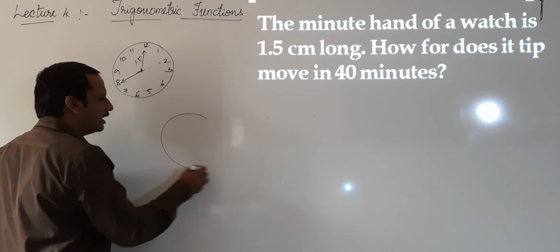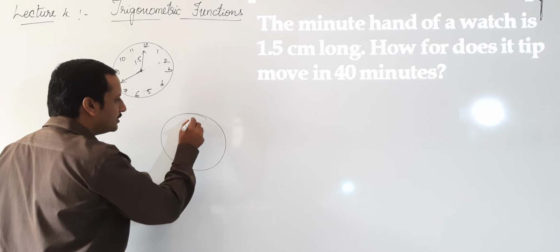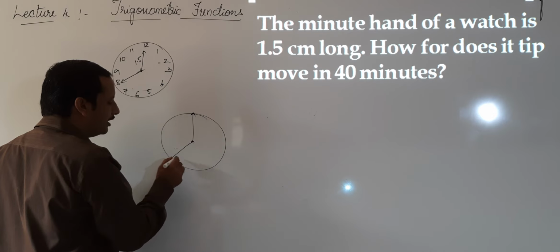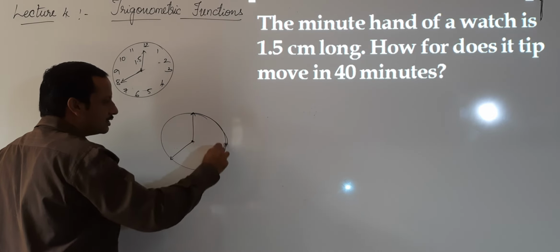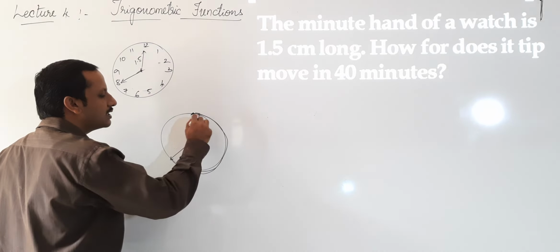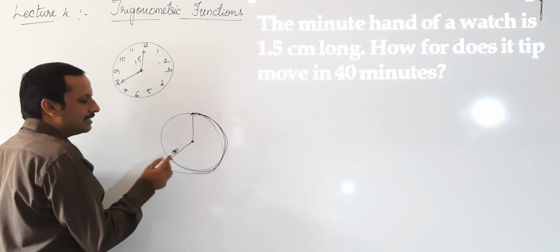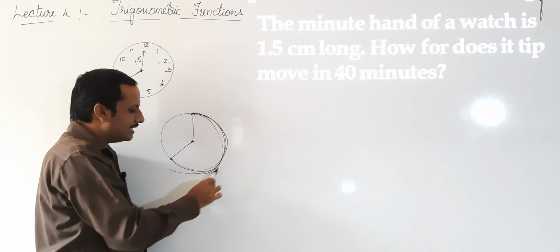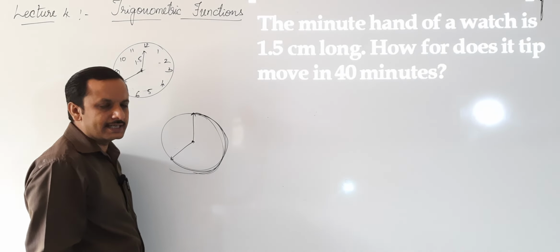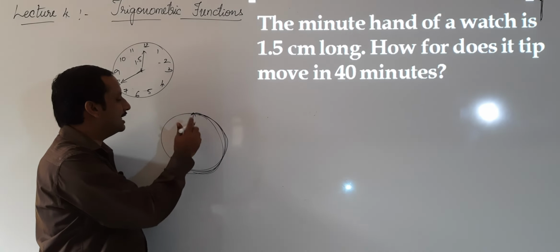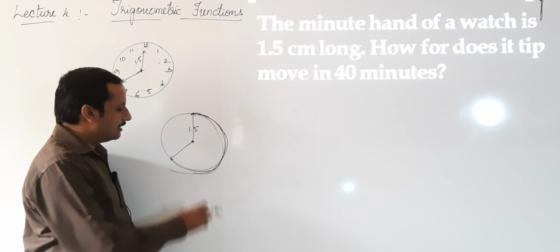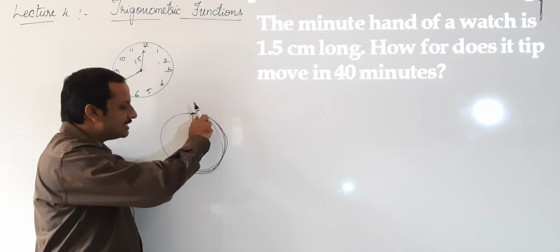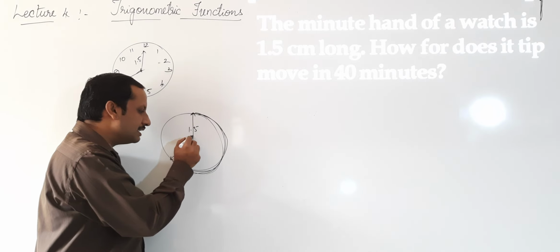So, let me redraw that here again. It will be like this at 5, at 5:40 it will be like this. Now the question is, what is the length of this arc? This is the path traced by the tip of the minute hand. So, what is the length of this arc they are asking? This is given, its length is 1.5 centimeter. So, this is also 1.5 centimeter only. This will be the radius of that circle. This arc length we have to find out. This will become theta.